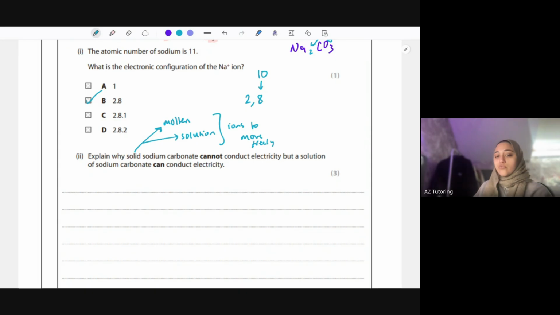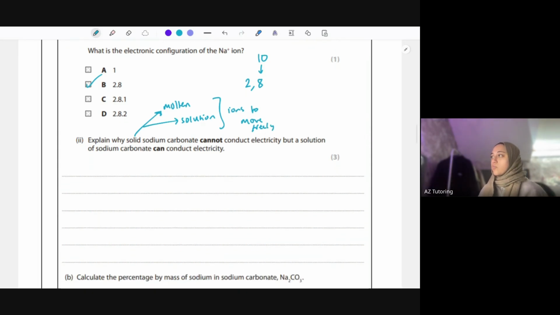And if the ions can move freely, then it can conduct a charge. So that's what we're saying. So you would say in a solid, the ions are essentially held by strong electrostatic forces. Remember, with ionic bonding, you're always speaking about electrostatic forces between the positive and negative ions.